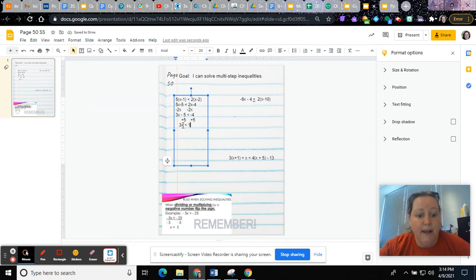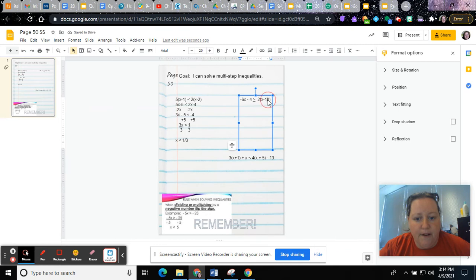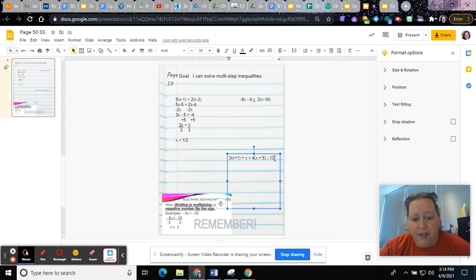Now it says 3 times x, so the opposite of times is divide. So I'm going to divide both sides by 3. When I do that, notice I'm dividing by a positive number, and so I don't have to switch the sign. So then my answer is x is less than 1/3. Let's do one more, and then I'm going to have you try actually, we'll do the harder one, and then I'll have you try this one on your own for me to check with your notebook check.